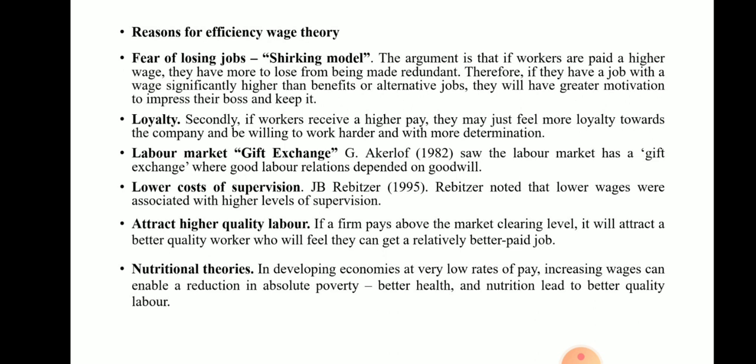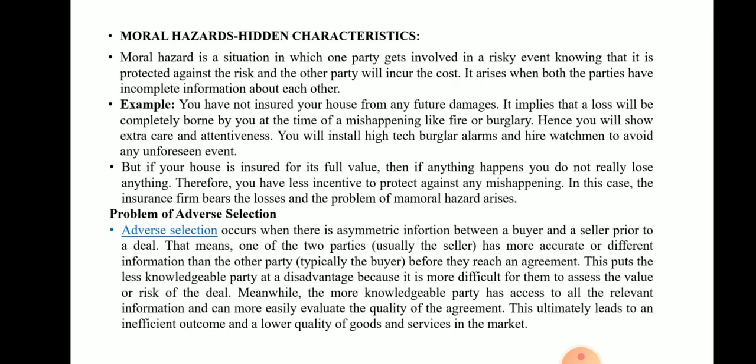And next one is nutritional theories. In developing economies, at very low rates of pay, increasing wages can enable a reduction in absolute poverty. Better health and nutrition lead to better quality of labor. Now, let us discuss another concept related to this theory of asymmetric information, that is moral hazard and hidden characteristics.